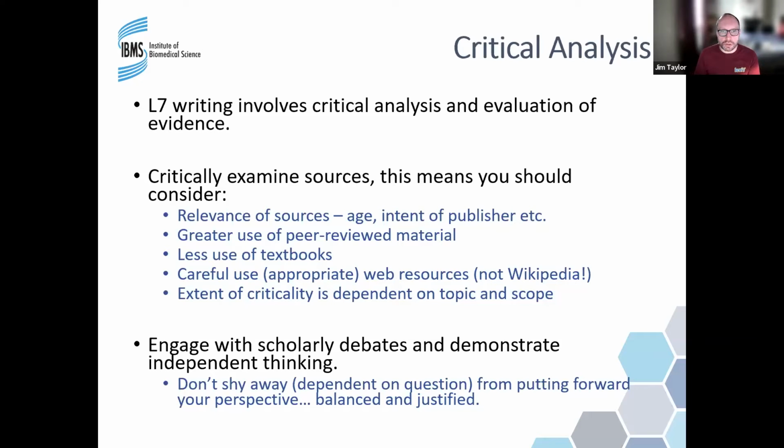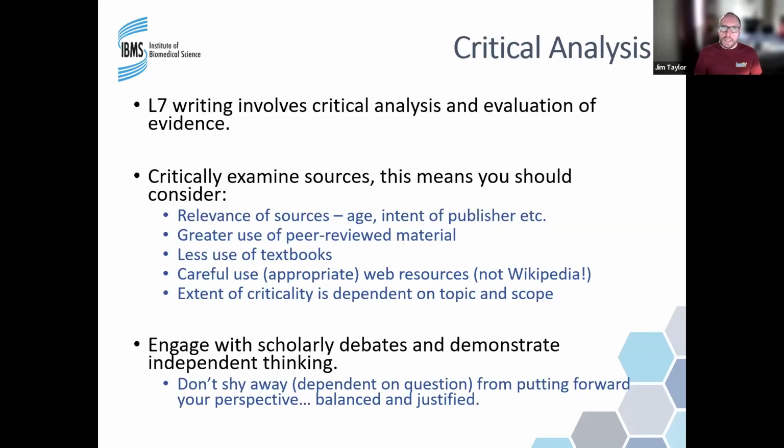Carefully using web resources. Wikipedia is great to get you started. It's great to see what the general picture is, but it really is uncontrolled. It might reference peer-reviewed material, but Wikipedia itself is not peer-reviewed. Also, be careful if you are bringing in information, particularly in relation to techniques that are proprietary by manufacturers, because, going back to the first bullet point, there is an agenda, an intent behind that material, so just be careful with it.